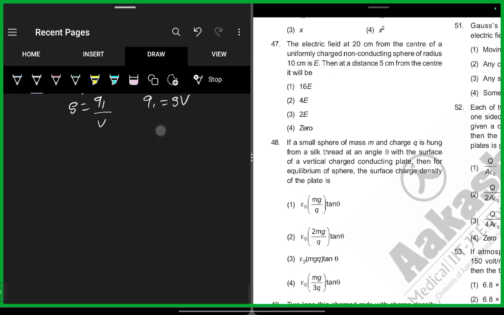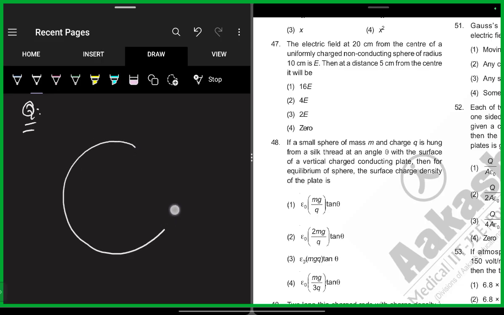The electric field at 20 centimeter from the center of a uniformly charged non-conducting sphere. Again, same question. See, at 20 centimeter, it is a uniformly charged non-conducting sphere. So at r distance, electric field is given by rho r over 3 epsilon naught, and that is given, right?